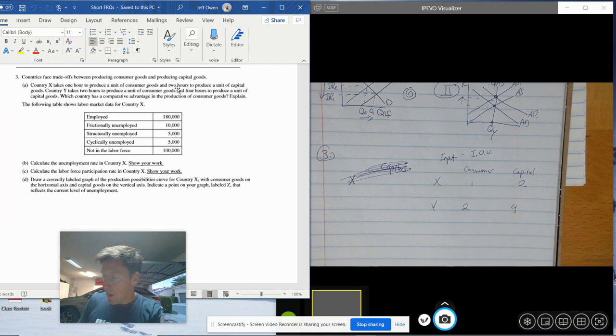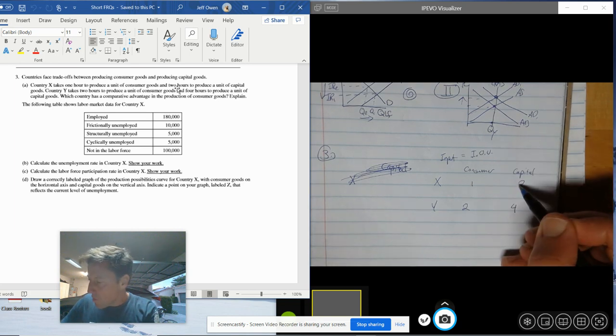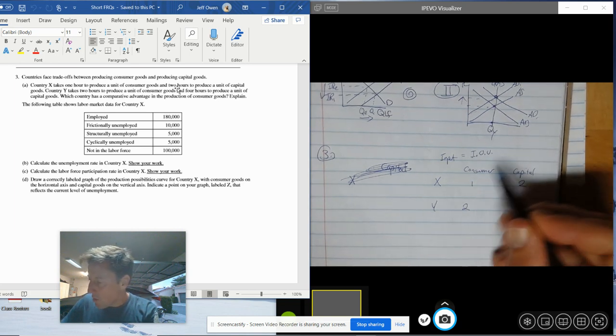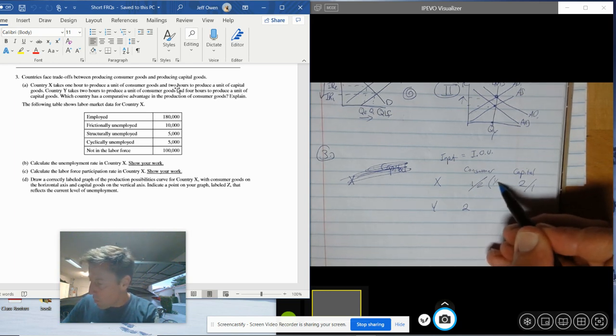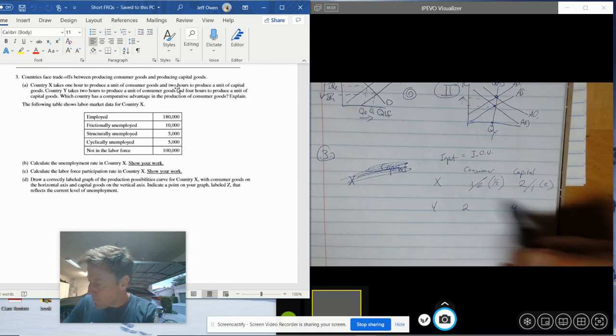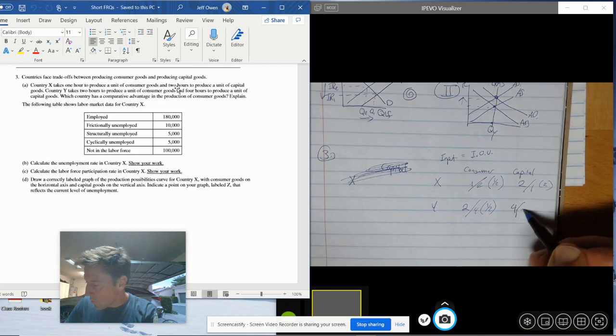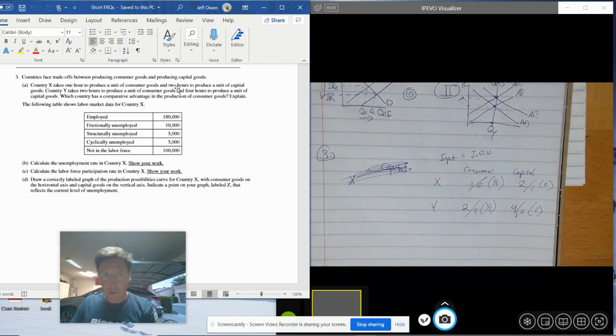We already know what's going to happen. 1 and 2, 2 and 4. This is going to equal itself out. So let's do it anyway, just to prove it. So I'm going to put the other under. So this is 1/2 under. So 1/2 and 2. Other goes under. 1/2. Oops. And 2. So with this one, which country has a comparative advantage in production of consumer goods? There is no comparative advantage because they both have the same opportunity cost in both situations.